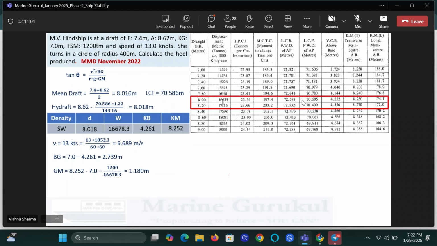Now we have everything. Radius is given in the question. G we know is 9.8 meters per second squared. We just have to put them in the formula. What is the theta that is coming, guys? Calculate. 1.515 degrees. Okay. You said how much? I'll write here.